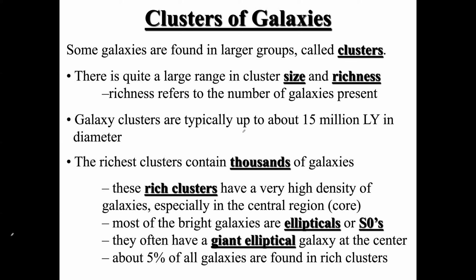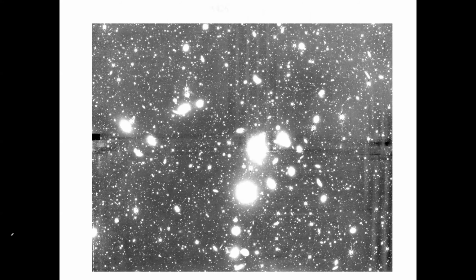And so what we know right now is that 5% of all galaxies are found in rich clusters. And here is an example. I took this image. It doesn't look nice, but this is a scientific image just converted into JPEG. This image is the Abell 426 galaxy cluster. So you have this Abell catalog for galaxy clusters.